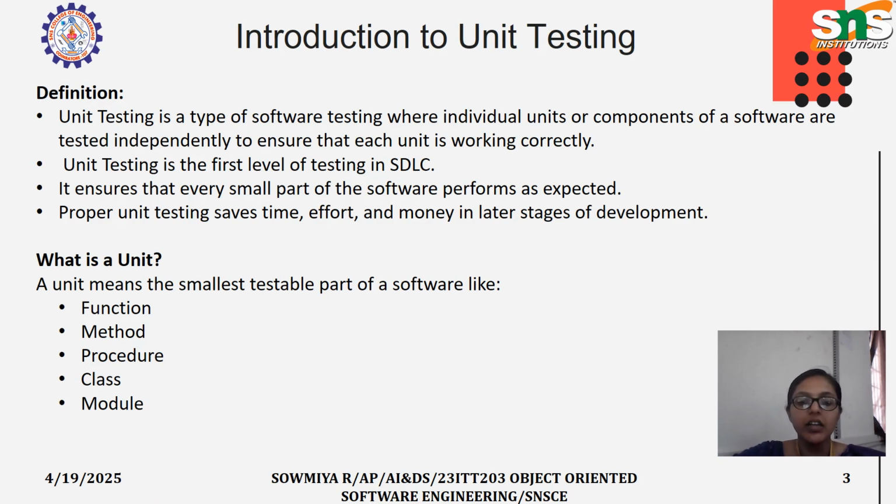Introduction to unit testing. Unit testing is the process of testing individual units or components of software in isolation. A unit could be a function, method, class, or module, basically the smallest testable part of the software. It is the first level of testing in the software development lifecycle, called SDLC, and it's often performed by developers themselves. Why is it important? Because it helps to catch the bugs early, and fixing them early saves time, money and effort during the later stages.